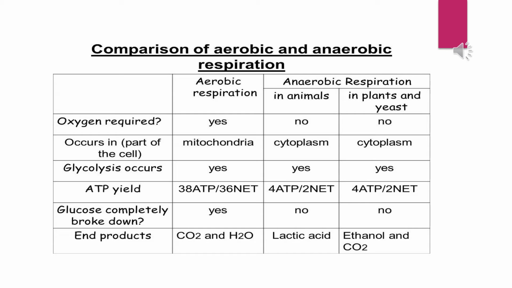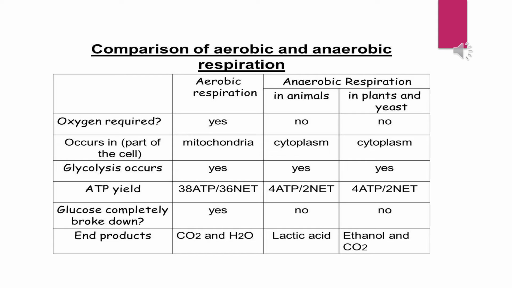Next, from the tabular structure, the first point is oxygen required. In aerobic respiration, oxygen is required, but in anaerobic respiration, of which there are two types, that means in animals, in plants, and yeast also, no oxygen is required. The second point is where it occurs. Aerobic respiration occurs in mitochondria, and anaerobic respiration in both animal and plant occurs in cytoplasm.